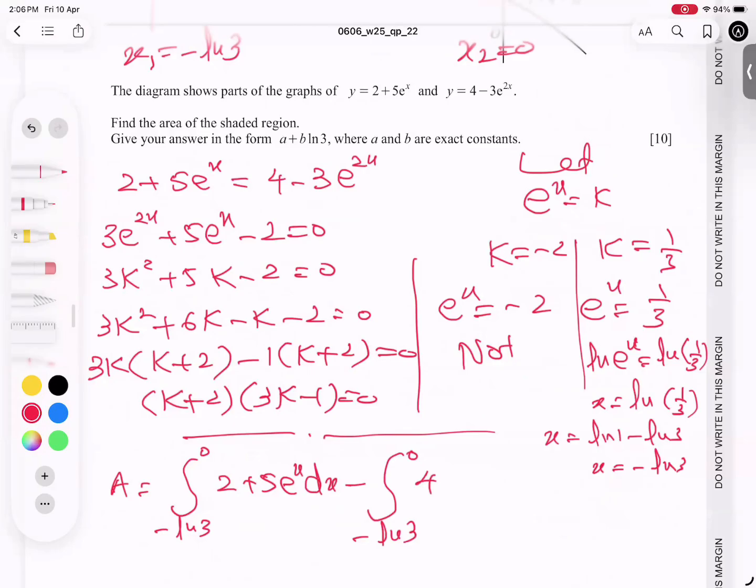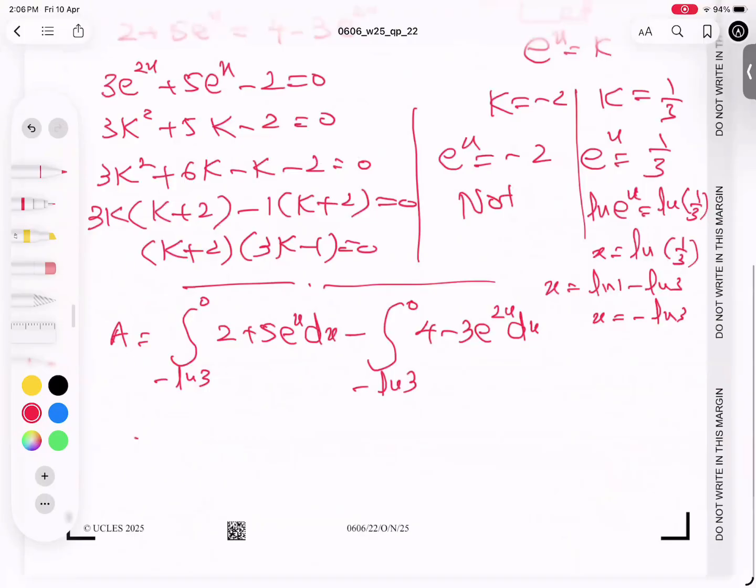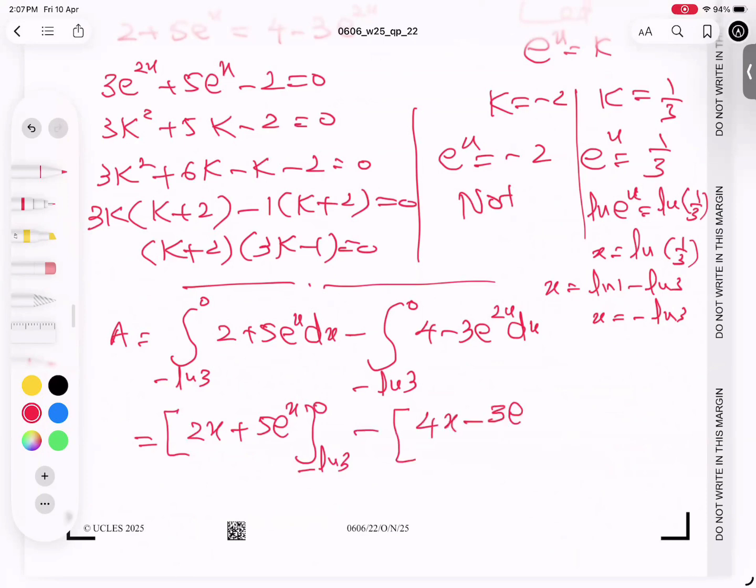And what about this, students? Same: 4x and e to the power 2x over 2. The reason is that the derivative of 2x is 2. Minus ln 3 and 0. Now I'm going to plug in the upper limit first. When I plug in 0 here, this becomes 0, and here it becomes 5 e to the power 0. e to the power 0 is 1. Okay, I'm writing the negative later on.